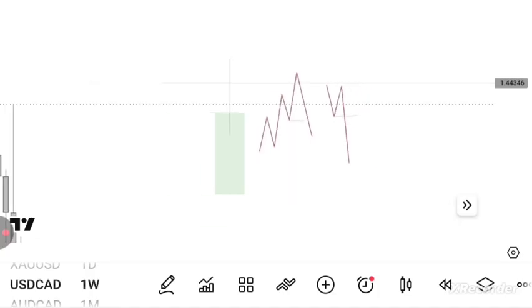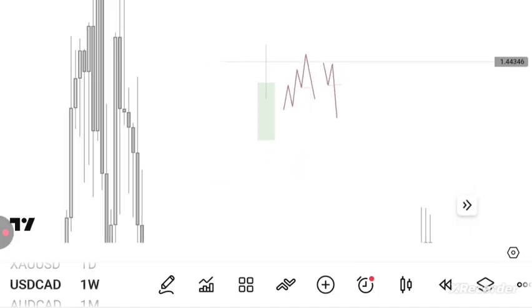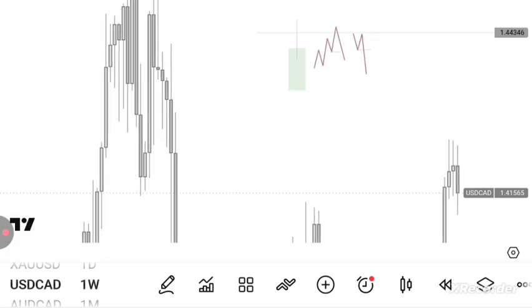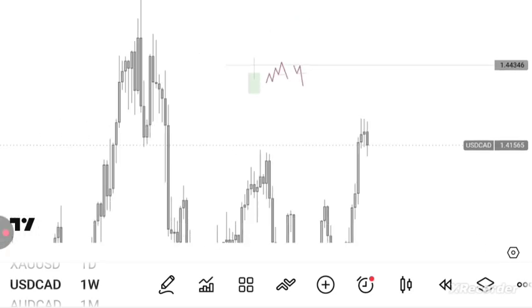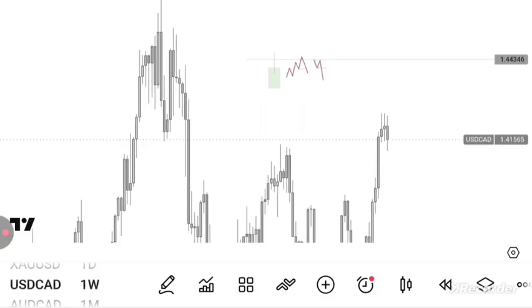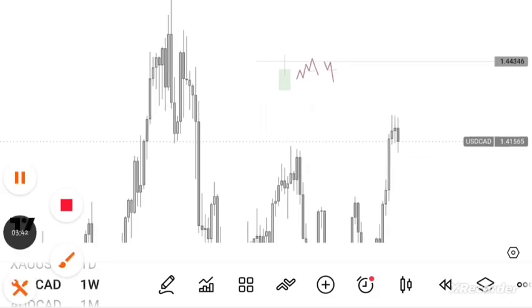So without wasting so much time, I want to move straight to the chart. Just take note that I'm teaching you how to build bias using key levels, right? I'm teaching you how to build bias using key levels. This is not how to build bias using liquidity. This is just using key levels, right?